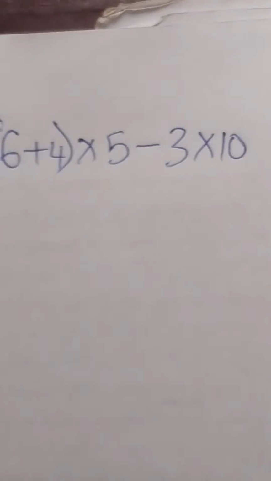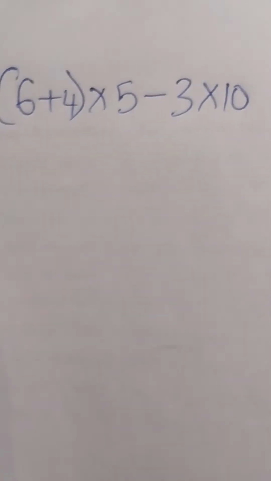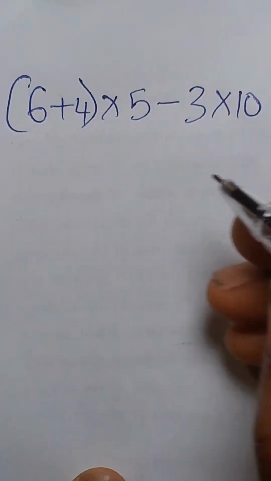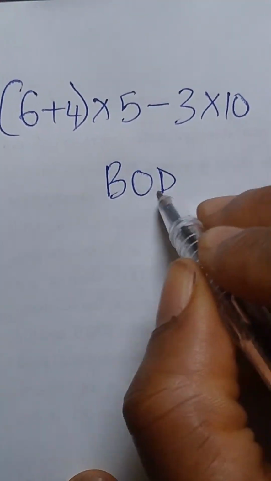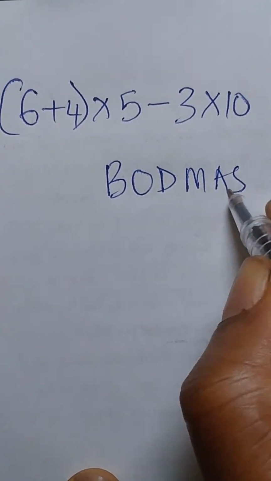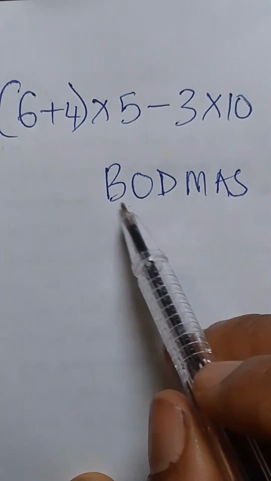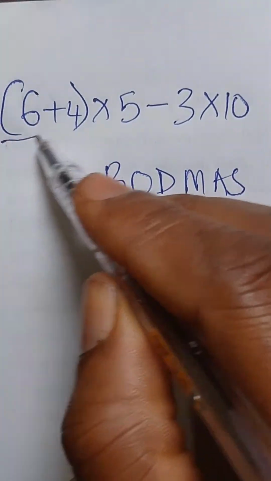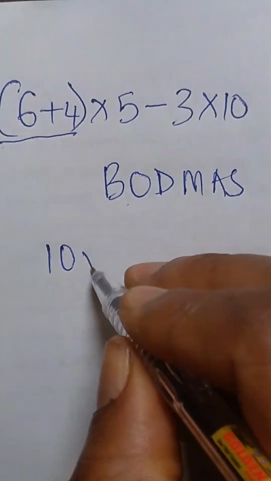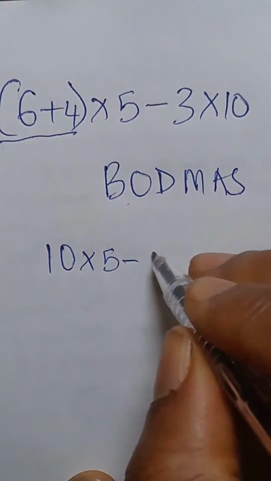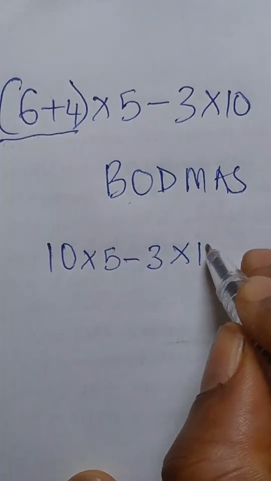So let me quickly solve it. In this place, you apply BODMAS. This is where the real BODMAS showed itself. Okay, so B stands for brackets. We have brackets, so we start with the brackets here. 6 plus 4 is 10 times 5 minus 3 times 10.